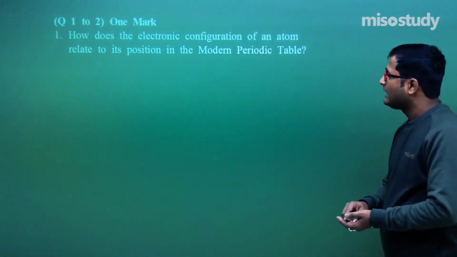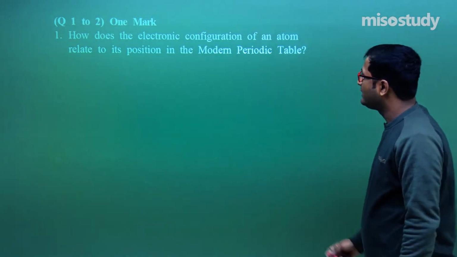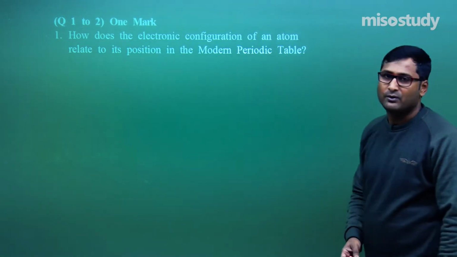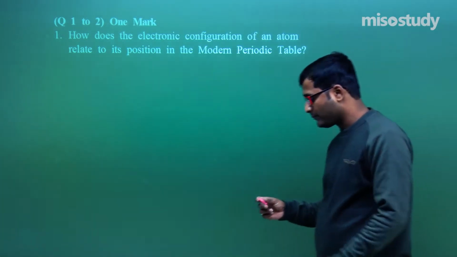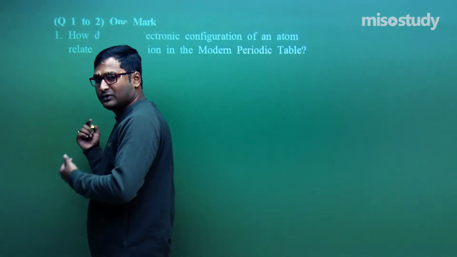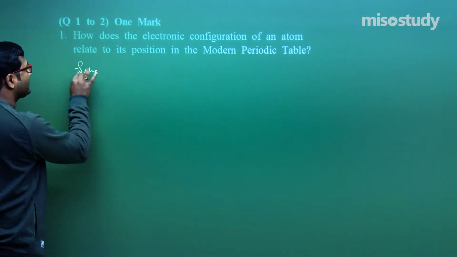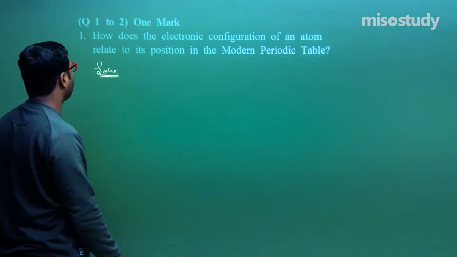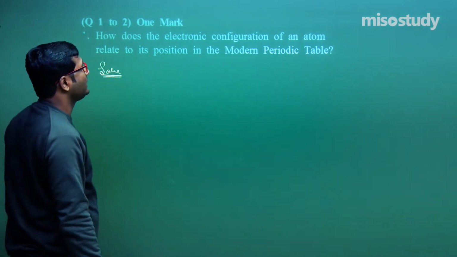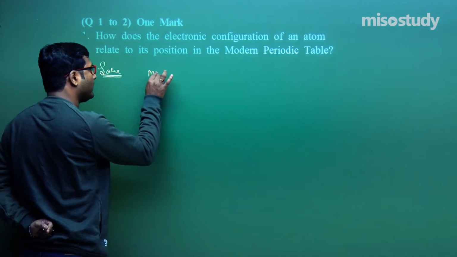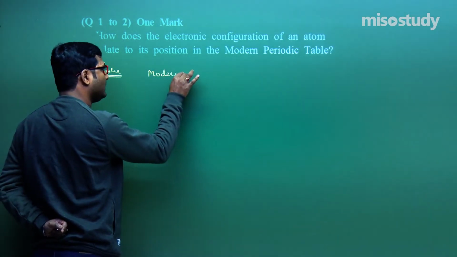Question number 1. How does the electronic configuration of an atom relate to its position in the modern periodic table? Okay. Now, I'm starting from here. Listen carefully. How does the electronic configuration of an atom relate to its position in the periodic table? As we all know, the modern periodic table. Listen carefully.